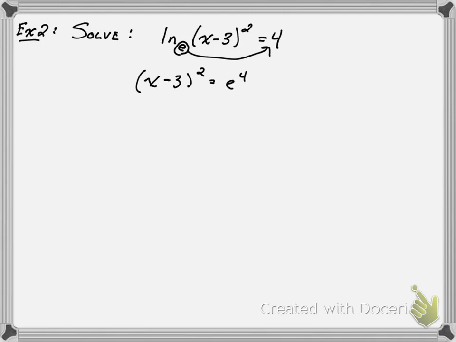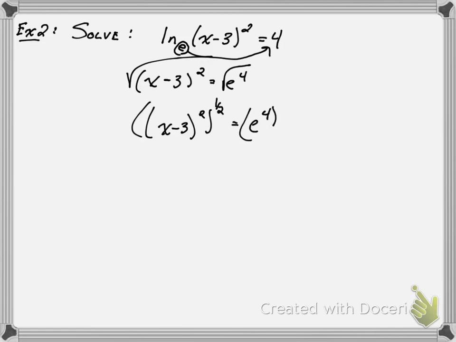Well, you could go ahead and try to FOIL this out and everything else, but why not take the easy route and take the square root, get rid of the square? Remember, taking the square root is the same thing as taking it to the 1/2 power. So e to the 4th to the 1/2 power. That's how I'm going to get 1/2 and the 2 cancel. Get x minus 3 equals e squared.